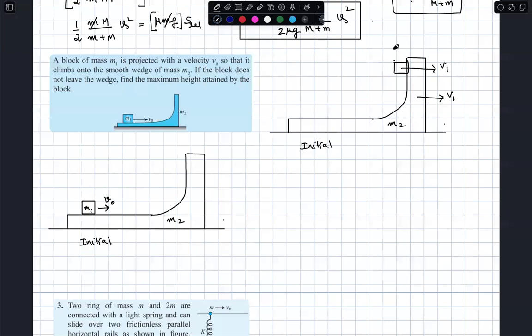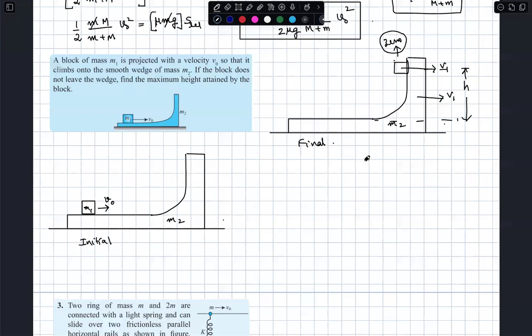For the block, the vertical component is 0. And this we will call the final state. And by the way, this is height h.